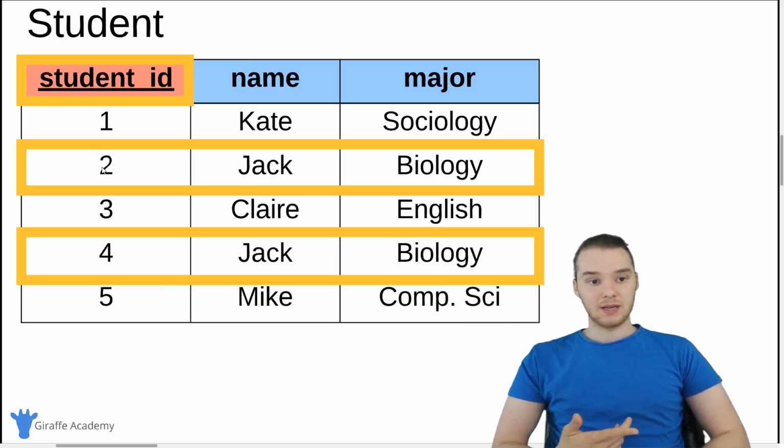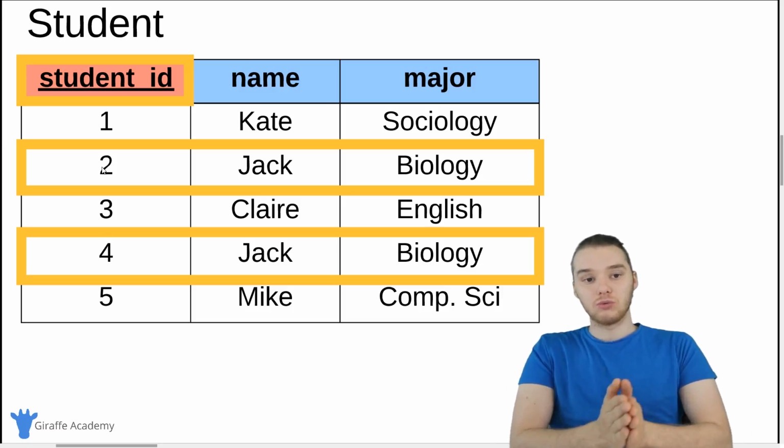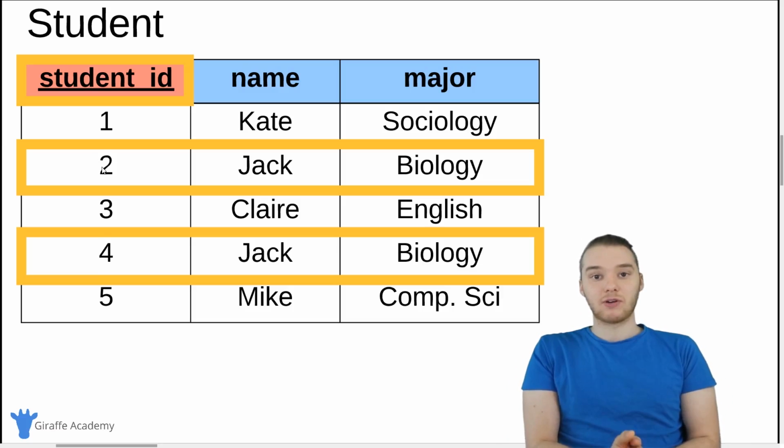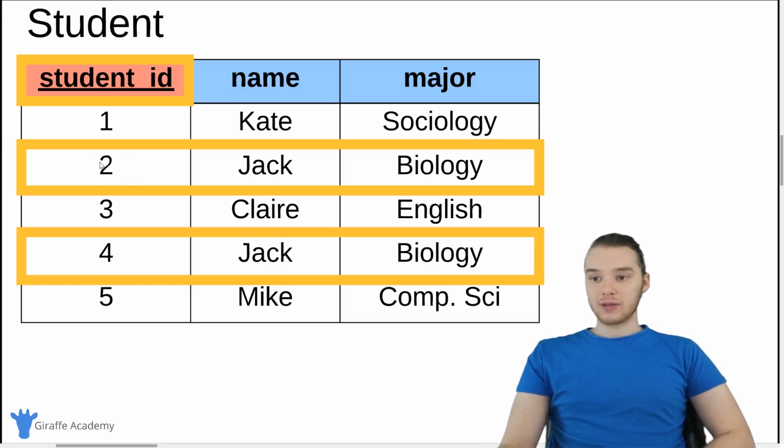It can be a number, it could be a string of text, it could really be anything that you want, but it has to uniquely identify the specific row. So in other words, another row in this student table couldn't have a primary key of 2.